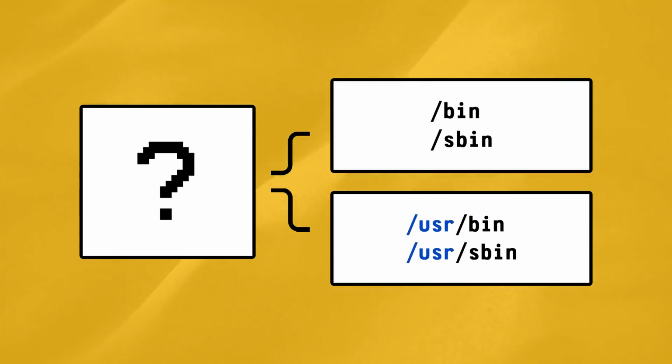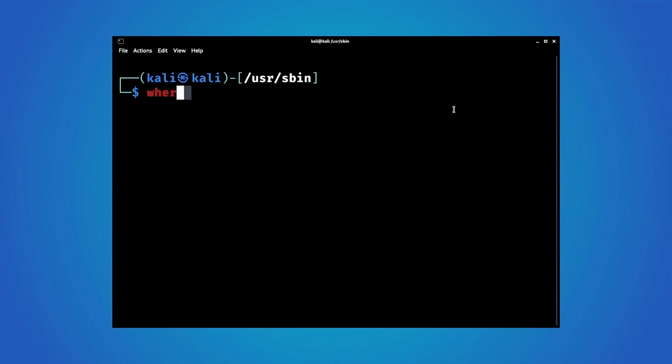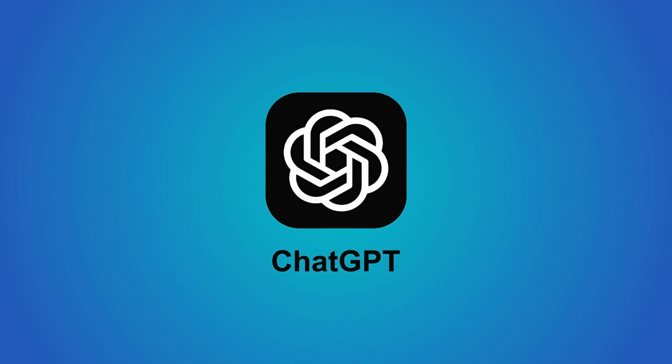Why do we have the same directories in two places? And when we use the ls command, are we using the command stored in root bin, or the usr bin? Well, we can actually find that out using the whereis command. This command is used to find out where a specific command on our system actually lives. So let's find out where our ls command actually lives, and as you can see, it is in the usr bin, and not in the root bin. You can ask ChatGPT why that is to learn more.